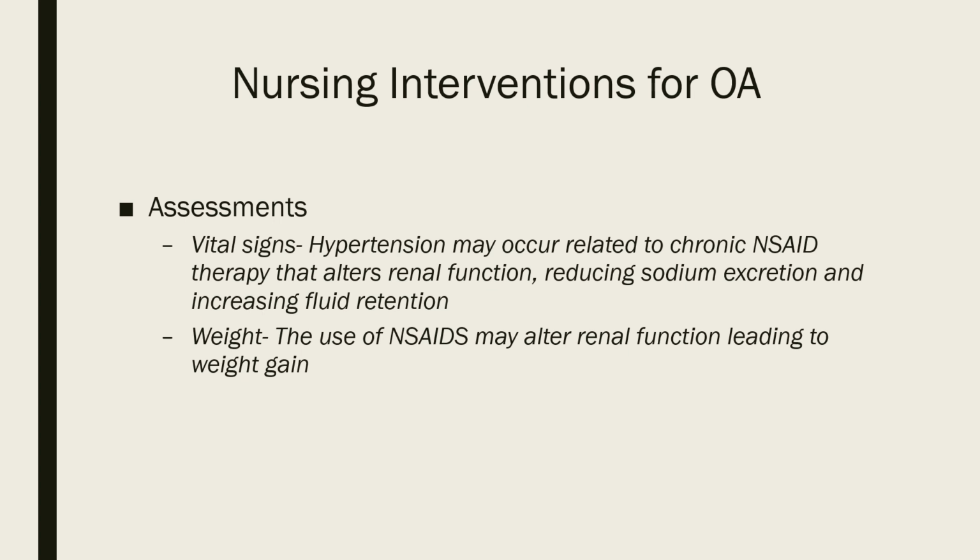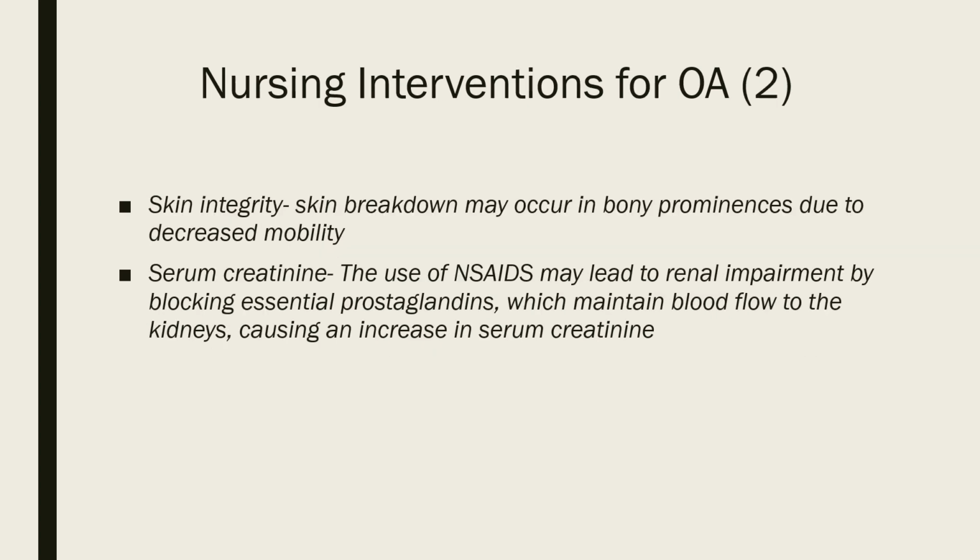Hypertension may occur related to chronic NSAID therapy that will alter the renal function, reducing sodium excretion and increasing fluid retention. And we will assess their weight. The use of NSAIDs may alter renal function, leading to weight gain. Skin integrity. Skin breakdown may occur in bony prominences due to decreased mobility.